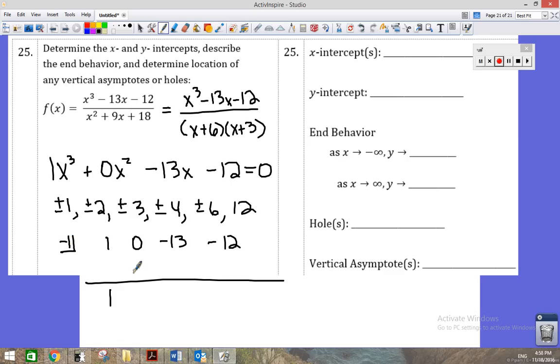Negative 1 times positive 1. Then I get, hey, I get a negative 12. And I get a positive 12, so I do get a 0. So now I'm beginning to wonder, hey, maybe that was good. Maybe we actually intended that, because now it didn't take us that long to find it. So negative 1 worked. So in factored form, that's x plus 1.